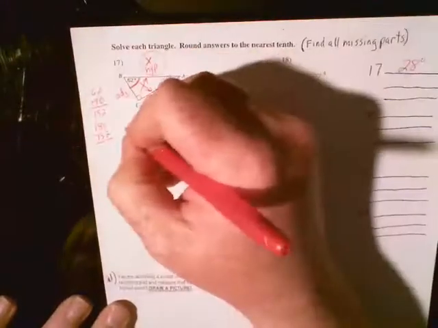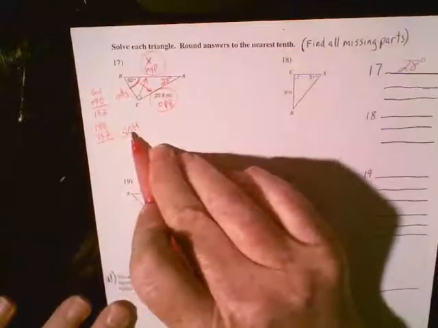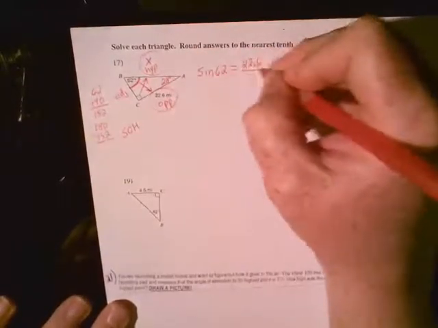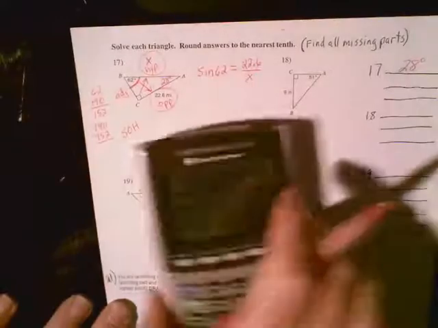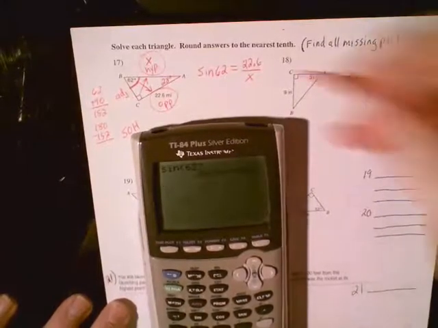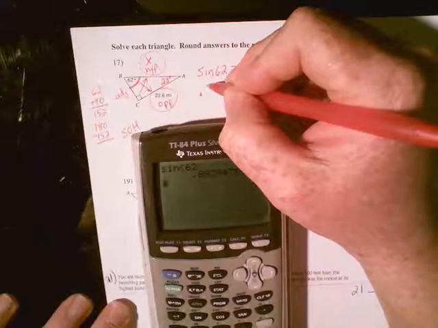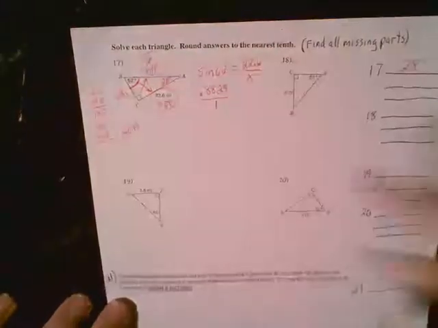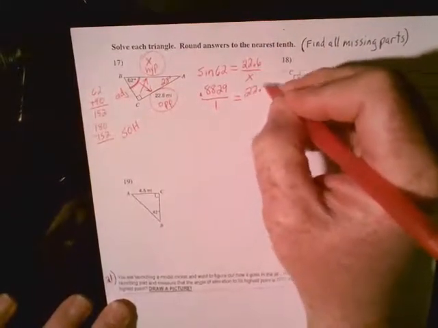Well, the trig ratio that deals with opposite and hypotenuse is the sine. That's the SO part. Sine is opposite over hypotenuse. So when we set up our equation, just like we were doing, we do the sine of our angle, 62, equals 22.6 over our hypotenuse, which is x. We grab our calculator and we find the sine of 62. Comes out to be 0.8829. Put that over 1. On the other side, we still got 22.6 over x.